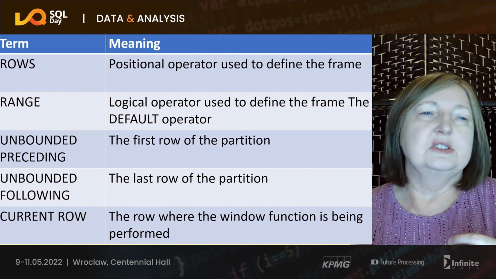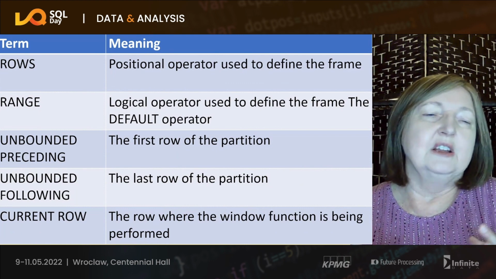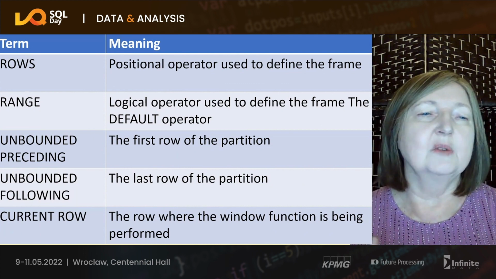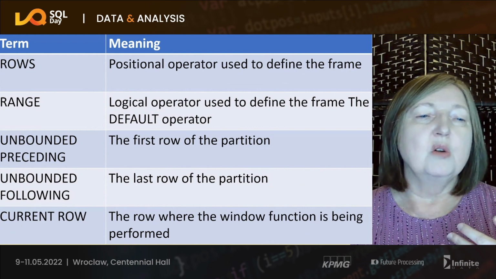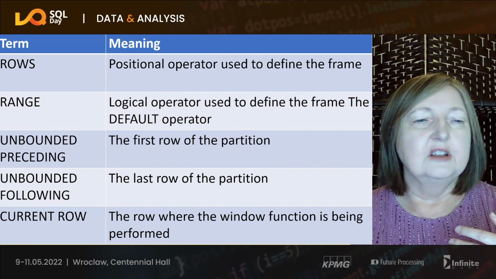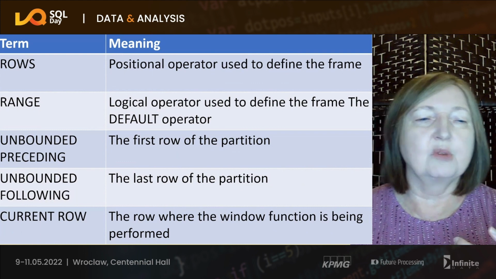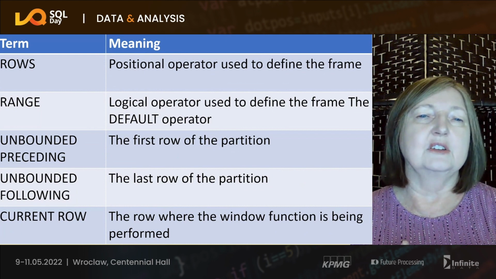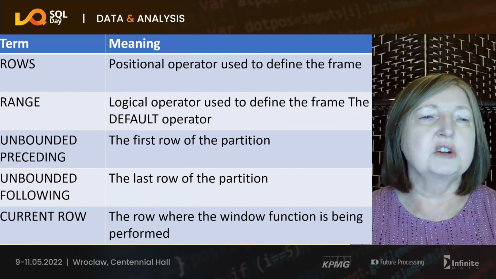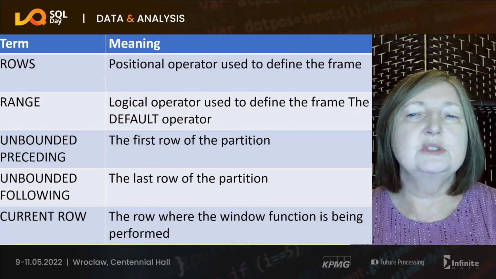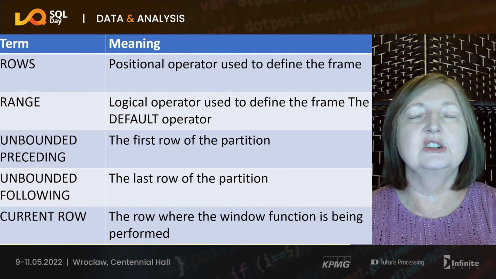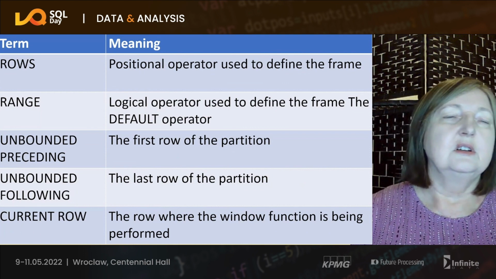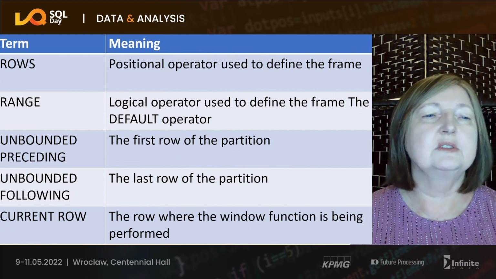The frame, to me, is a bit difficult to write. I don't like how it sounds because you may have seen it before. Rows between unbounded preceding and current row, or rows between current row and unbounded following, things like that. It's a little difficult, I think, to get used to. These are the words that you need to know. Rows is a positional operator used to define the frame. This is the one that works with memory. This is the one we want.